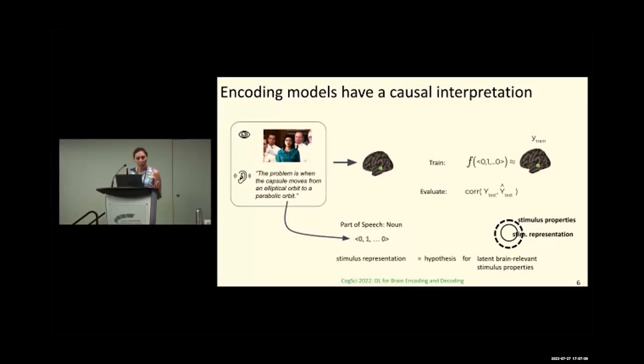So under some assumptions, we know from previous work that these encoding models can reveal which brain areas are affected by the stimulus properties that are encoded by the specific stimulus representation. These assumptions are that the stimuli are chosen by the experimenter and that they precede the brain measurements, and also that the activity that we predict using this encoding model is not related to some external factors or artifacts that are correlated with the stimulus. So under these assumptions, encoding models can be causally interpreted, right, to reveal which brain areas are affected by these stimulus properties.